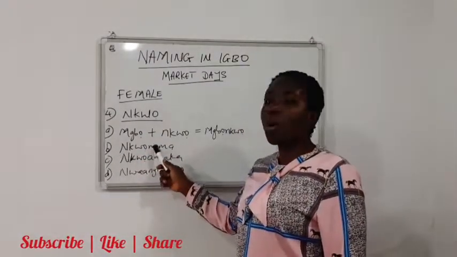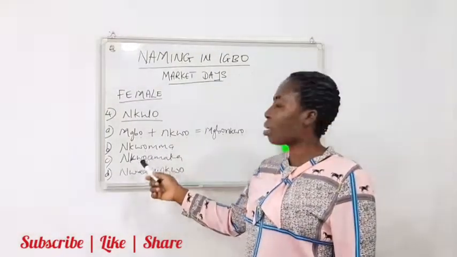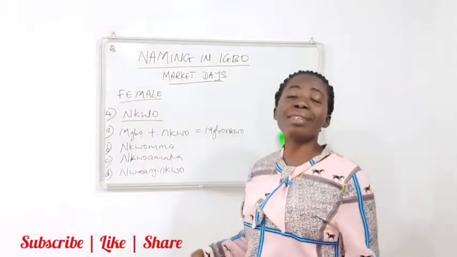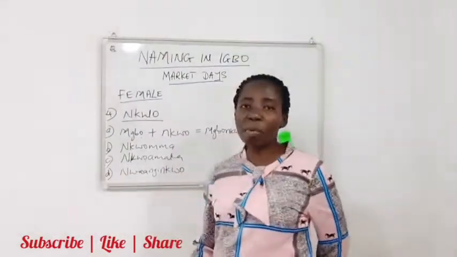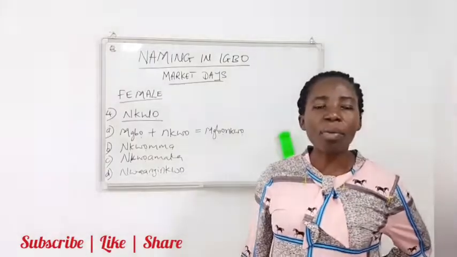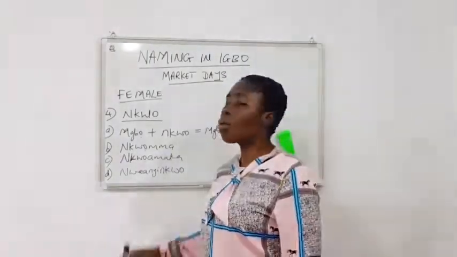Number 2, Nkwo Mma, beautiful Nkwo. Number 3, Nkwo Amaka, Nkwo is so beautiful. Number 4, Nwanyi Nkwo. Nwanyi means woman. Nkwo is the market day, so we have Nkwo woman.